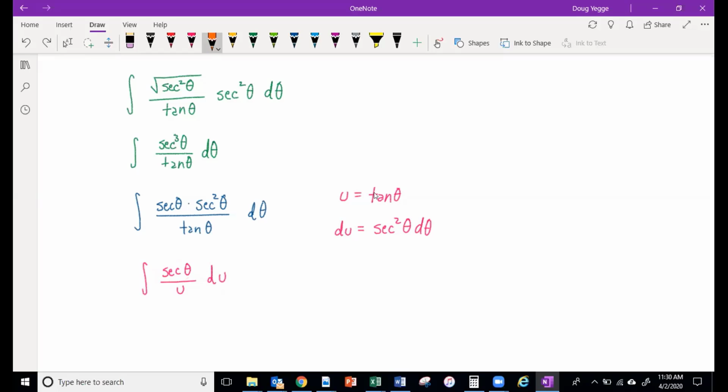Well, I know tangent theta is u. I don't know secant theta. So the first thing you should start thinking is, how can I make secants and tangents combine? And the only thing that I can think of is the Pythagorean identity that says that secant squared theta is equal to 1 plus tangent squared theta.